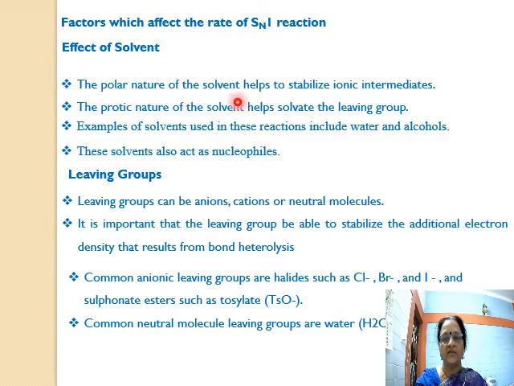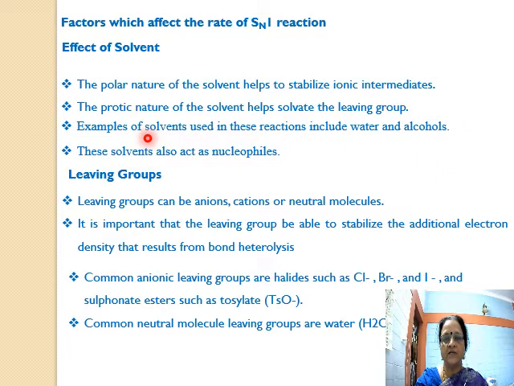The polar nature of the solvent helps to stabilize the ionic intermediates. That is, the carbocation that is formed will be stabilized by the solvent. And protic nature of the solvent helps to solvate the leaving group. That R and X is there, right? So this protic nature of the solvent will try to solvate. Okay, that is, it will make a heterolytic fission between the R group and the halogen.